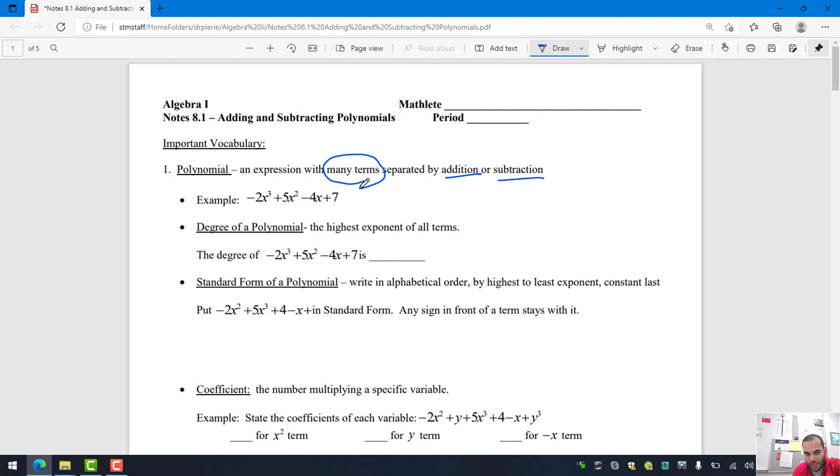Why does that word many terms matter? Poly means many, and nomial means number of terms. So what is a polynomial? It's a bunch of terms put together, separated by addition or subtraction.